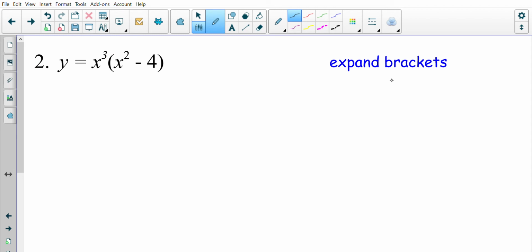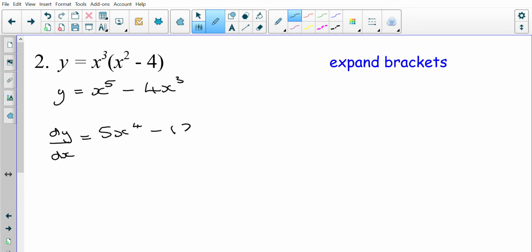If we have brackets in our original function, first thing we need to do is a bit of manipulation on the original function and expand the brackets. So we'll get x to the 5, remember we're multiplying, so we add the powers, minus 4x cubed. Now we can easily differentiate each term. So we've got 5x to the 4 minus 12x squared. So any brackets, expand them first.